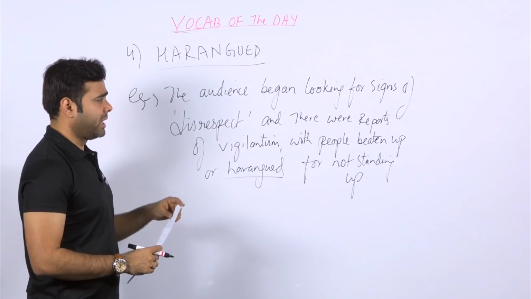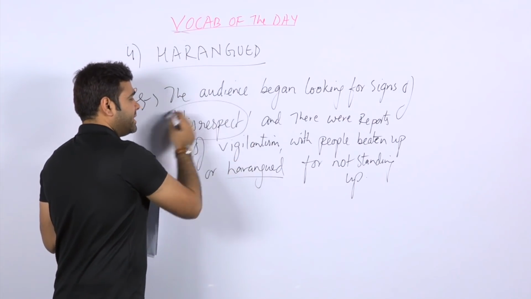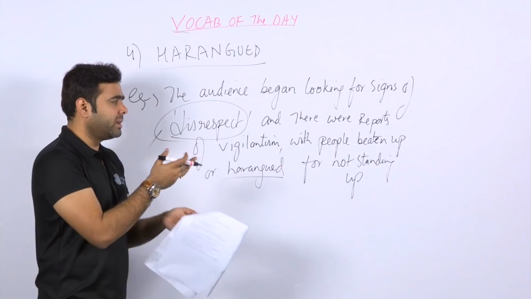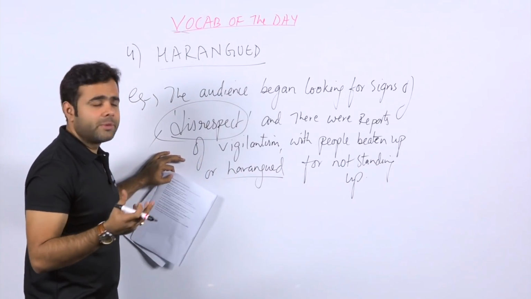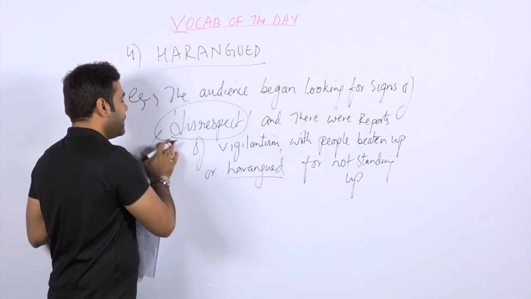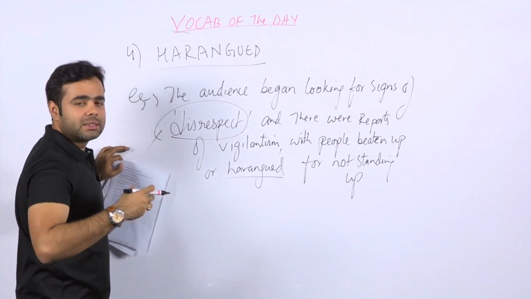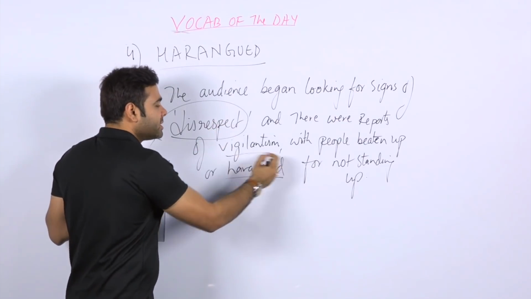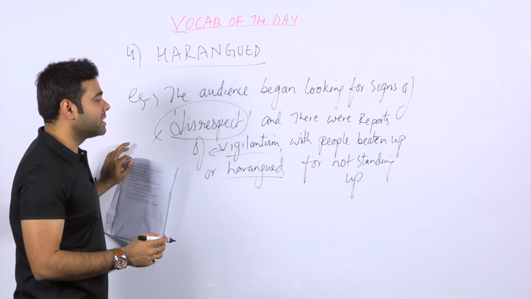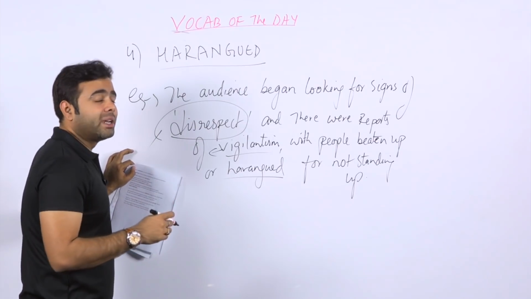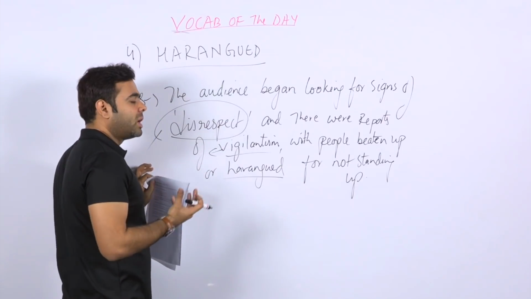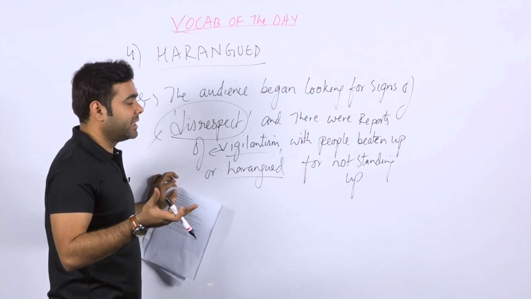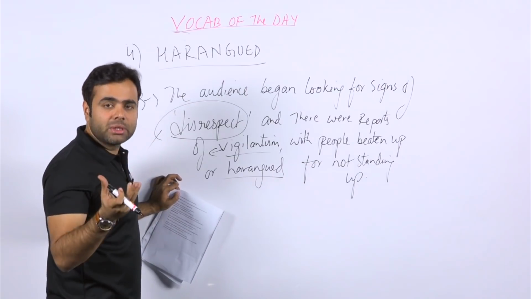It says the audience began looking for signs of disrespect. They started taking some kind of action as a sign of disrespect. The sentence is telling us basically that they started taking that action as a sign of disrespect. Fine. And there were reports of vigilantism. Vigil is when you're checking something, when you are peeping into something, with people beaten up or harangued for not standing up. The people around there thought this action to be such an action which has violated their sentiments, isn't it?